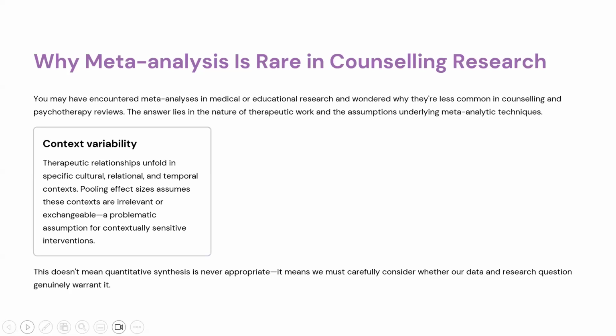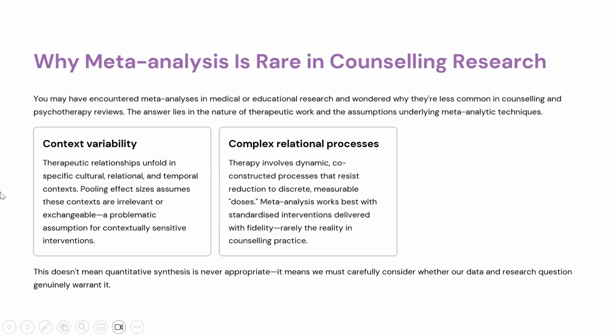The first major issue is context variability. Therapeutic relationships unfold in specific cultural, relational, and temporal contexts. Pooling effect sizes assumes that these contexts are irrelevant or exchangeable, which oftentimes they're not, and that is a problematic assumption for contextually sensitive interventions. Where context is key, and context is very often at the heart of the work that you do, very key in understanding why a particular client or a particular demographic is struggling with a particular issue, then meta-analysis might not do justice to this.